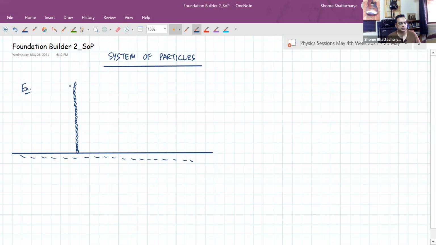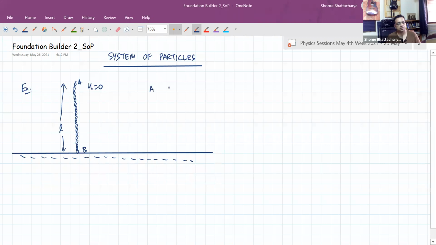So let me explain the question fully. This is a chain of length L, which is initially at rest in this position. It's released from this position at time t equal to 0. So this end of the chain is, let's say, A, the other end of the chain is B.